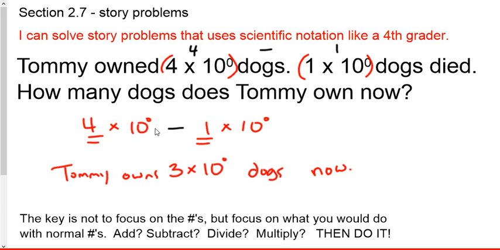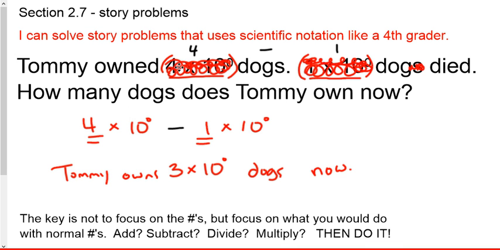The only true difficulty that we have is looking at the scientific notation. And so the best thing that I can tell you to do is that when you read one of these problems, just come through there and in your mind make up a fake standard notation number that makes more sense to the situation, and then ask yourself, what would you do? Add, subtract, multiply, or divide. So if we said Tommy owned 4 dogs, 1 dog died, or one of the dogs died. That's bad grammar right there. How many dogs does Tommy own now? So we'd go, oh, 4 minus 1.